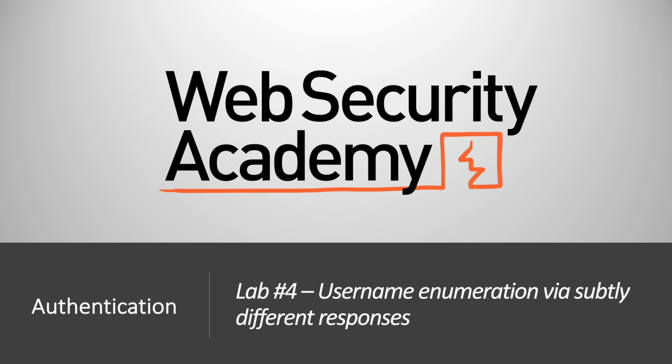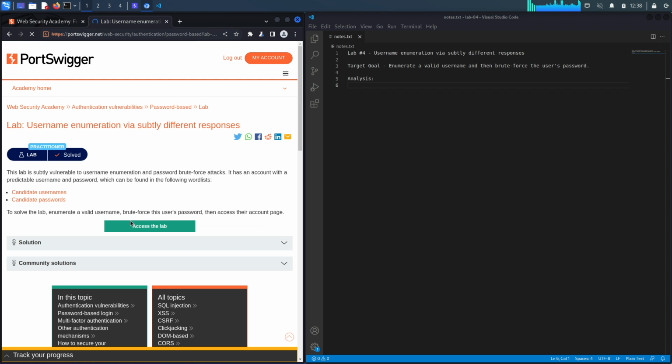In today's video, we'll be covering lab number 4 in the authentication module, titled Username Enumeration via Subtly Different Responses. All right, let's get started. This lab is subtly vulnerable to username enumeration and password brute force attacks. It has an account with a predictable username and password, which can be found in the following word lists. To solve the lab, enumerate a valid username, brute force this user's password, then access their account page.